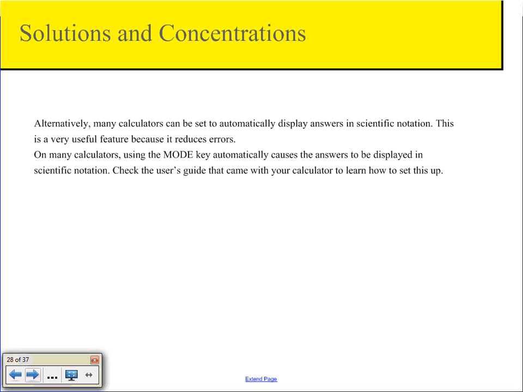Now, alternatively, many calculators can be set to automatically display the answers in scientific notation. This is a very useful feature because it reduces errors. On many calculators, using the mode key automatically causes answers to be displayed in scientific notation. But check your user guides that came with your calculator to learn how you need to do this.